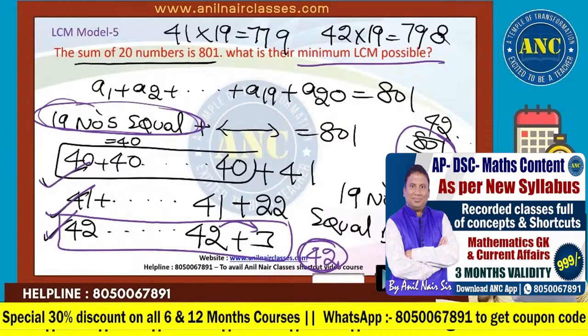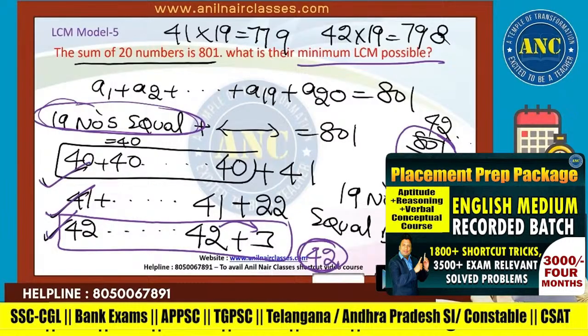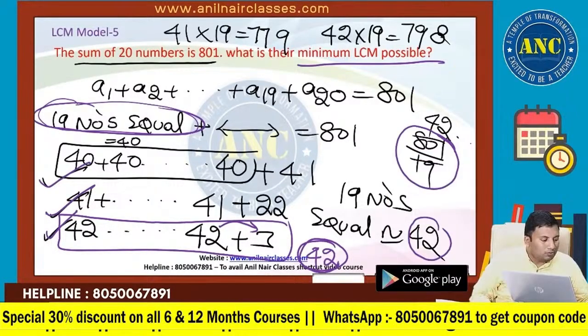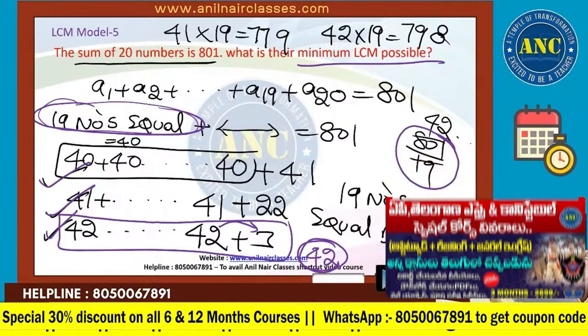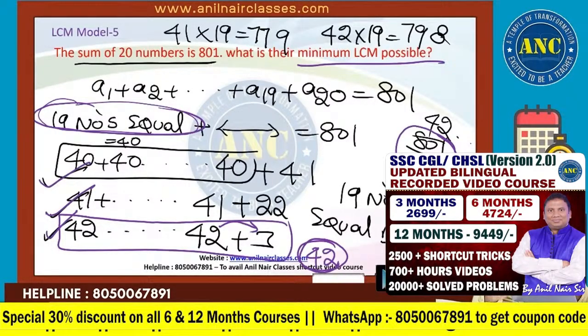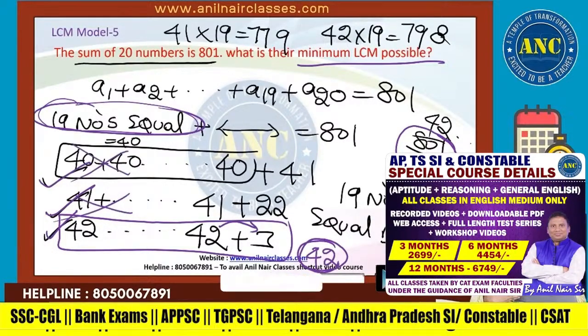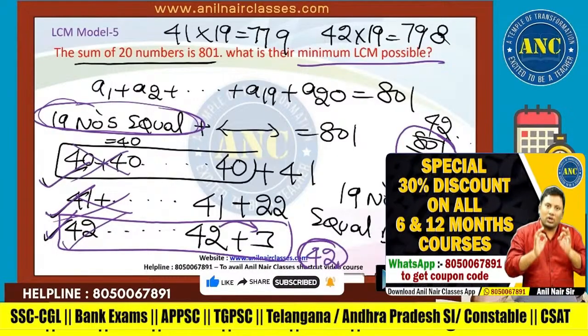There are 20 numbers. 20 numbers sum is 801. Ladu, where it is not clear, please mention that. You don't need to write all this. 42: if the remaining is a factor of this number, that itself will be the LCM. Otherwise, the LCM value will keep growing. I hope this logic is clear. Next one.